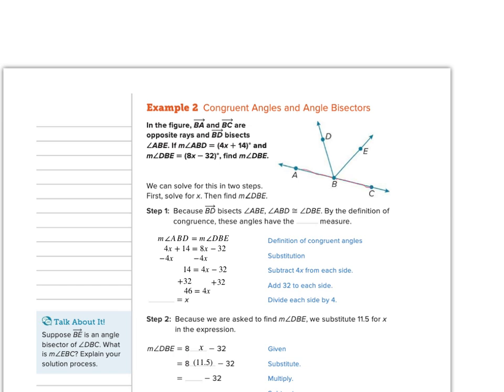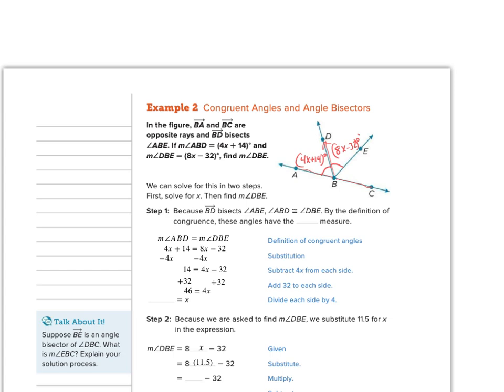BA and BC are opposite rays, and then BD bisects ABE. So that tells me that this piece is equal to this piece because it bisects ABE. Let's see here. If ABD is 4x plus 14 degrees, and DBE is 8x minus 32 degrees, I know that those 2 things are equal.